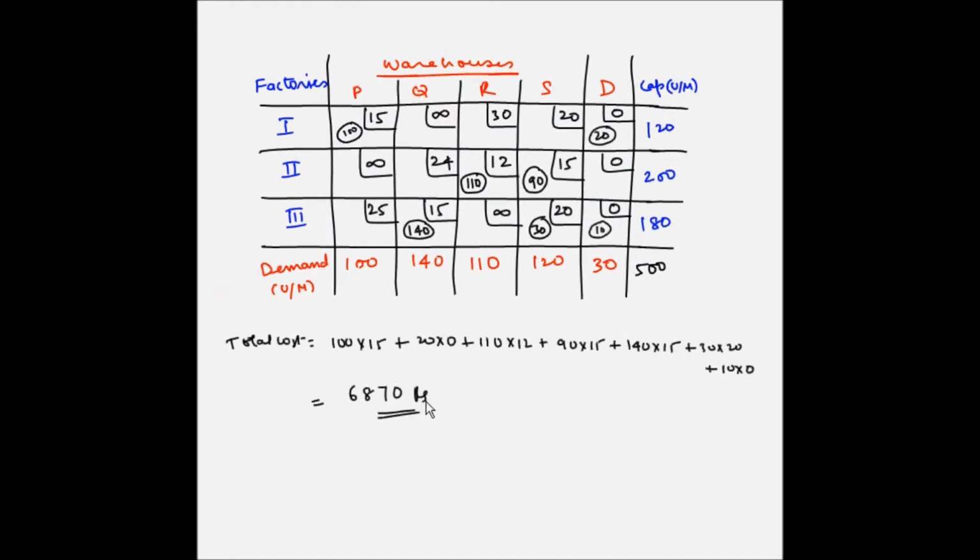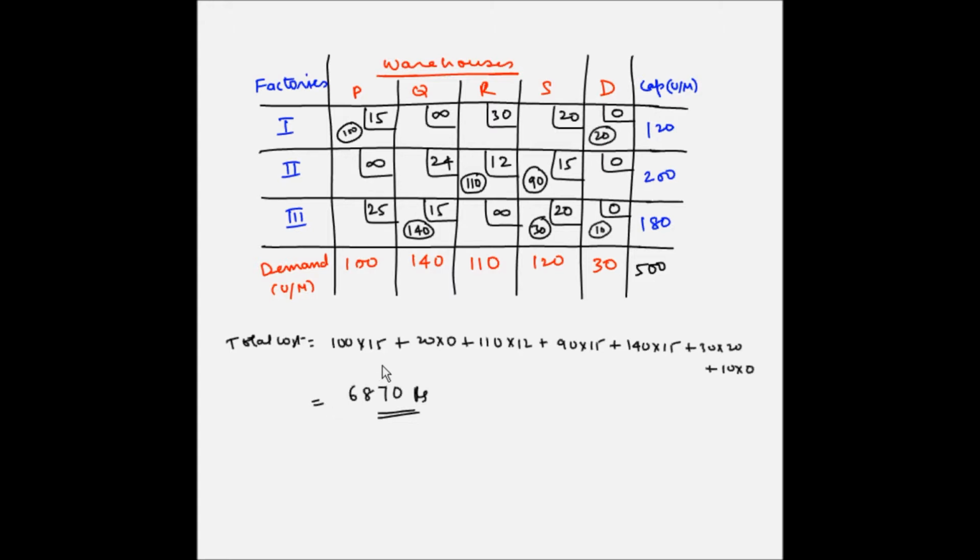So in the previous solution that we had, that is the basic initial feasible solution, the total cost was 6970 rupees, and after the first iteration we have brought down the cost to 6870 rupees, which is a saving of 100 rupees. Now let's find out if this is an optimal solution or not. So before we proceed with the optimality test, we have to do the acceptability test to find out if we can proceed with the optimality test or not.